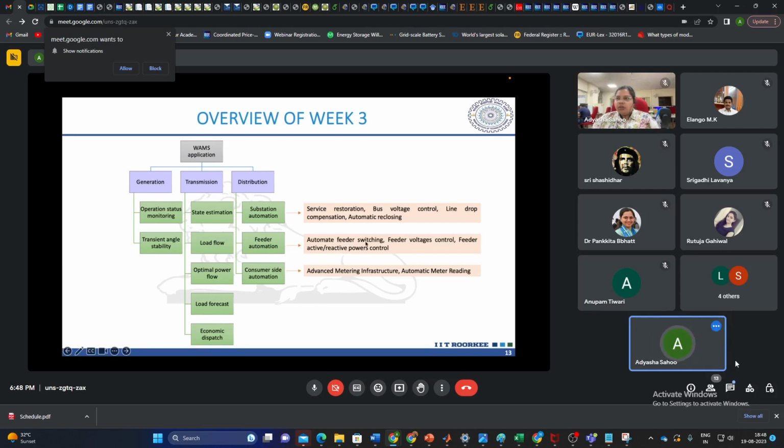So, automate the feeders, switching of the feeders, feeder voltage controls, and obviously the active and reactive power control to maintain the voltage angle and magnitude. And lastly, for the consumer side, we discussed this in a previous week: advanced metering infrastructure and automatic meter reading.